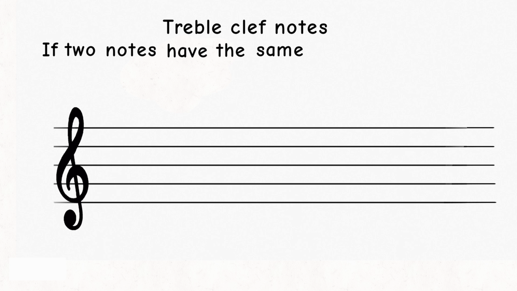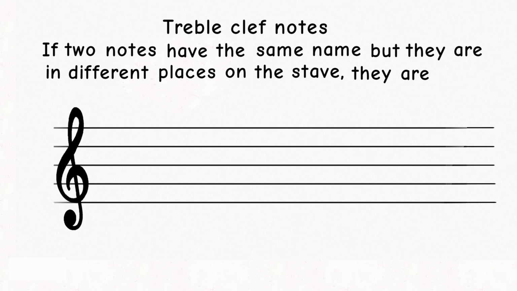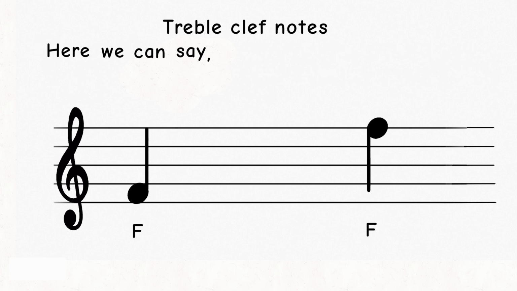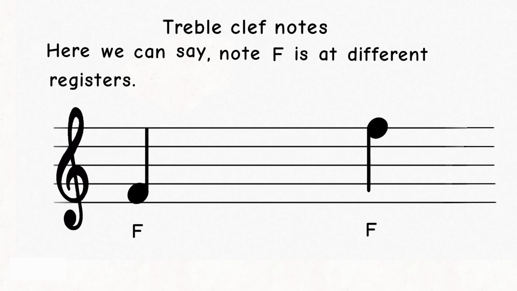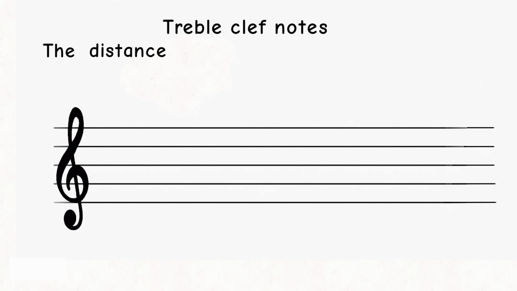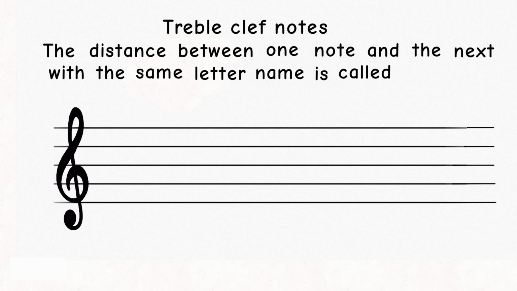If two notes have the same letter name but they are in different places on the stave, they are said to be at different registers. Here we can say, note F is at different registers. Listen out for notes at different registers next time you practice your instrument. The distance between one note and the next with the same letter name is called an octave.